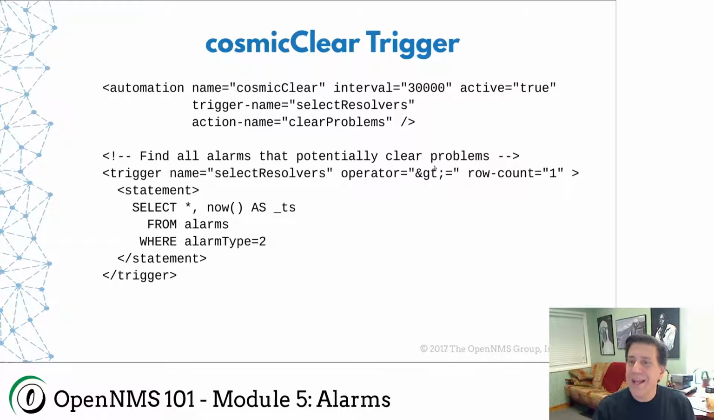This operator, again, I can't put greater than signs in XML, so I have ampersand GT semicolon. This is a greater than sign. So this says greater than or equal to 1. So if I run this and one or more rows comes back from this query, it'll trigger the automation. If not, I don't need to be doing anything.